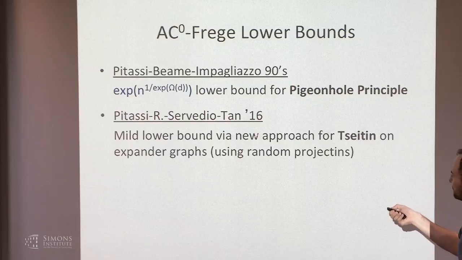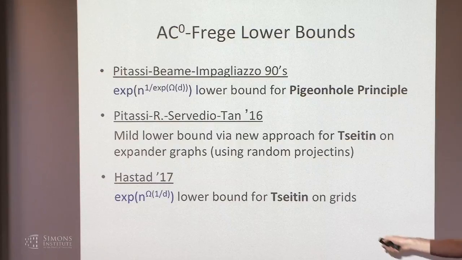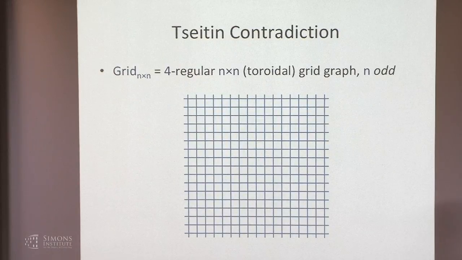So in a paper a few years ago with these guys, we proved some other incomparable mild lower bound, but which introduced a new approach for these Tseitin contradictions on expander graphs using random projections. And whereas we got very mild quantitative lower bounds, Johan found the right way to do this and got bounds which are almost as strong as we know in the AC0 setting for the Tseitin contradiction on grids. Let me tell you about this switching lemma that he introduces here.